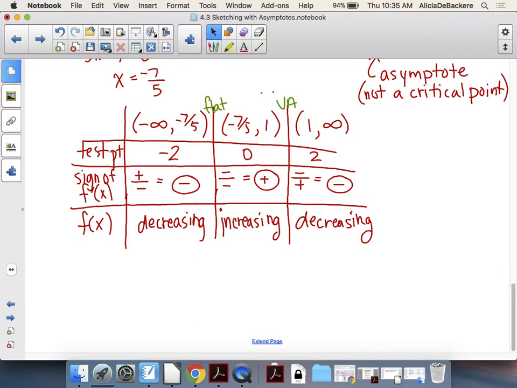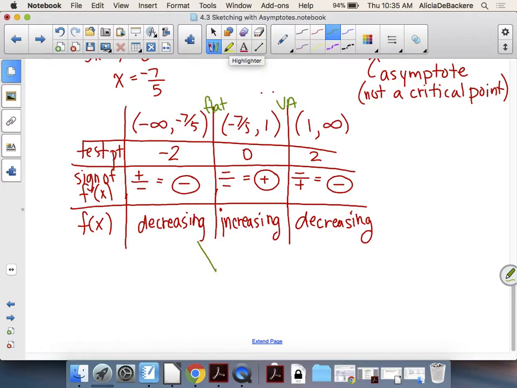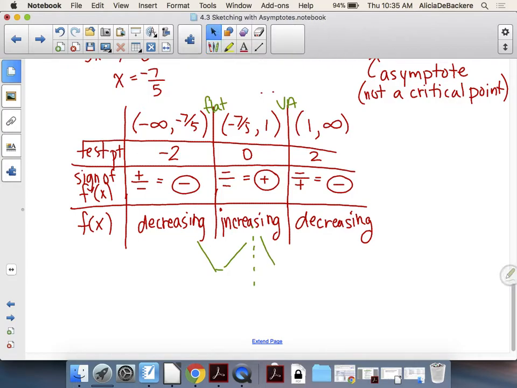And we can draw a rough sketch of this. So perhaps you're drawing, you're going down, and then you've got a flat spot, and then you're increasing, and then you've got a vertical asymptote in there, and then you're decreasing again. So we can put this all together.